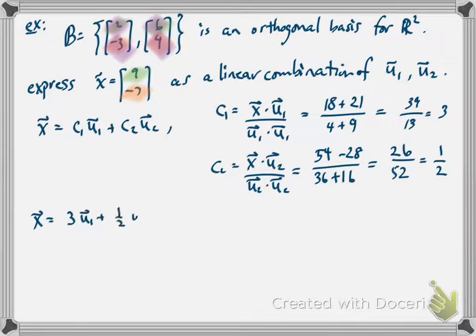And so that tells me that x is 3 times u1 plus 1/2 times u2. In other words, the B-coordinate vector of x is (3, 1/2). And so notice that's an easier computation than row reducing.